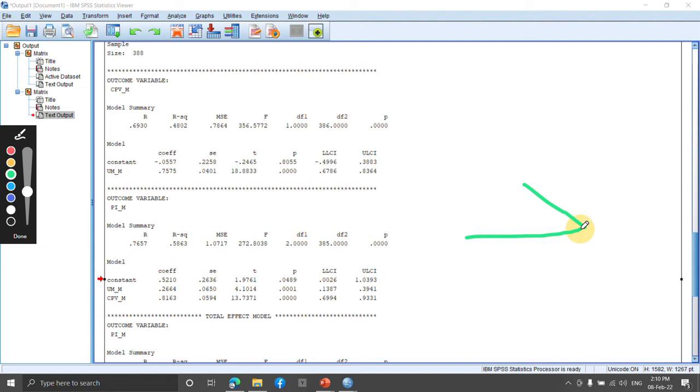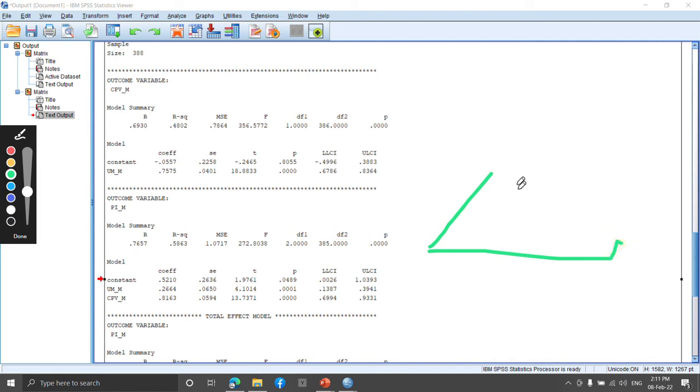First one is UM and PI. UM and PI means this one. It is significant. Why? P value is less than 0.05. At the same time, these two values have the same sign, positive, with no zero in between. So the relationship between UM and PI is significant this time when there is a mediator, but last time it was insignificant. Please check that one. Already checked this one, significant. UM and CPV, this one also significant. That means UM and PI.